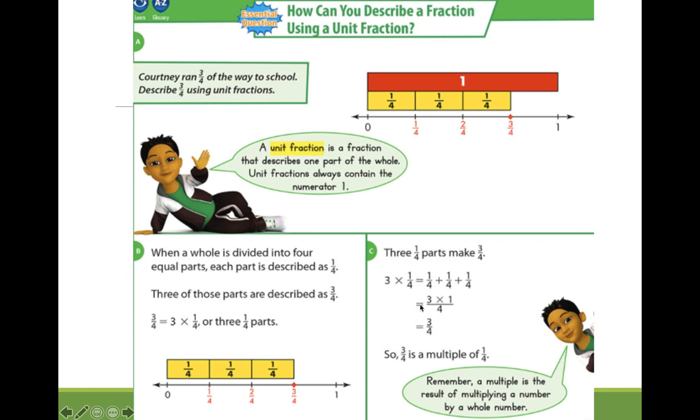So really what they did was 3 times 1, and they put it over 4. And they have 1/4 plus 1/4 plus 1/4, which is equal to the same thing. Remember, a multiple is the result of multiplying one number by a whole number. So 3/4 would be a multiple of 1/4.